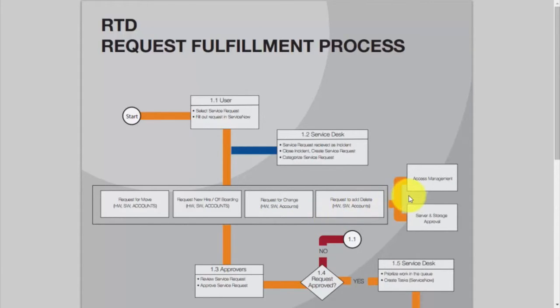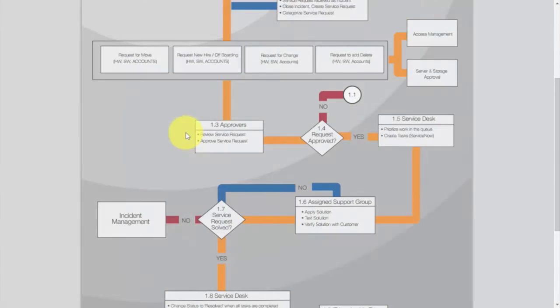Here we will see a relationship with access management as well as server and storage, requiring approval for some of these requests. At this point, the approvers would be required to give approval, and that is going to depend on the service that is requested. The system will automatically notify the appropriate approvers, and then they will review the service request and then approve or reject. So if they do not approve, then we're back to square one.